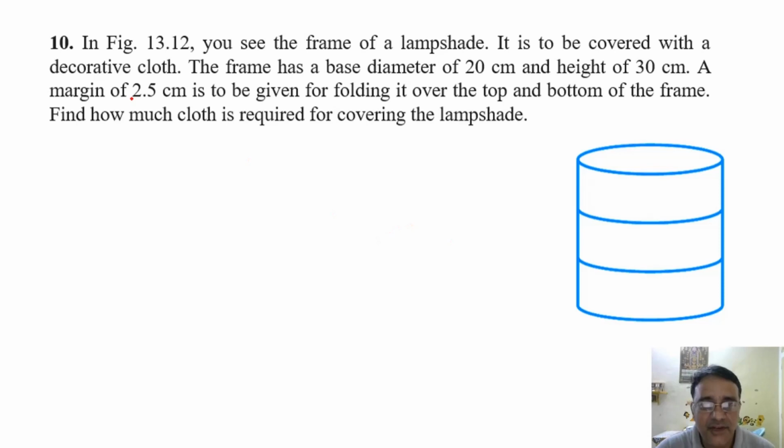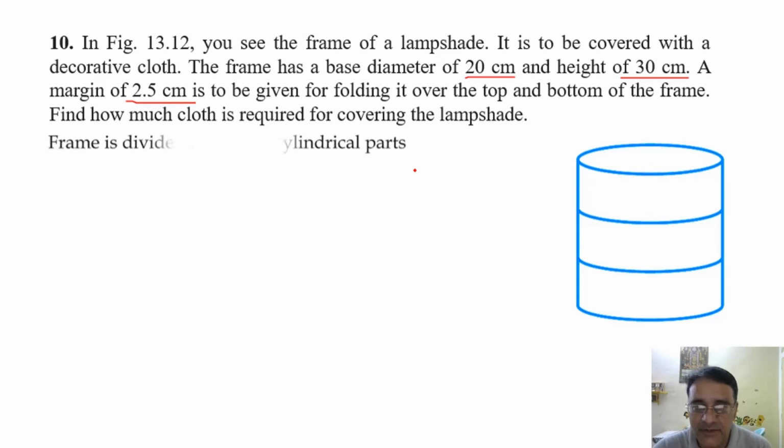Okay. So in figure 13.12 you see the frame of a lampshade. This is the whole lampshade. It is to be covered with a decorative cloth. The frame has a base diameter 20 centimeter and height 30 centimeter. A margin of 2.5 centimeter is to be given for folding it over the top and also bottom of the frame. Find how much cloth is required for covering the lampshade.